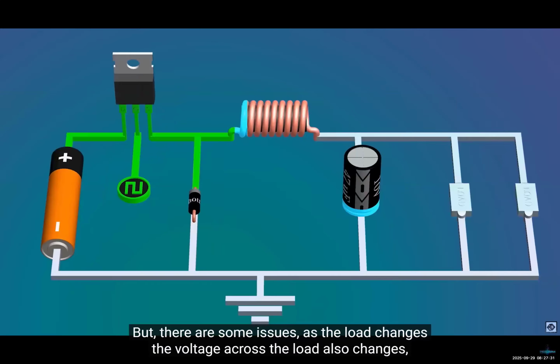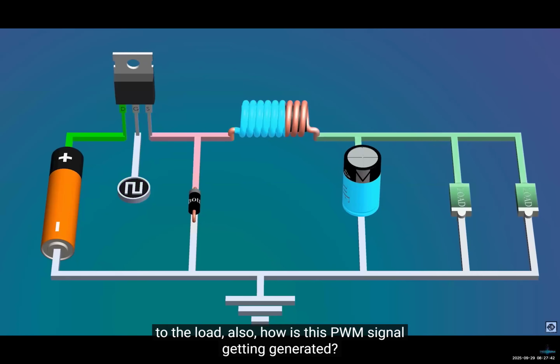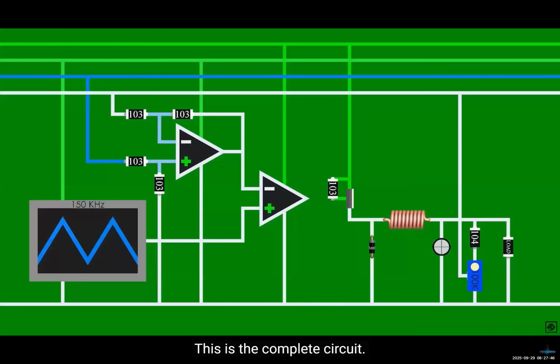But there are some issues. As the load changes, the voltage across the load also changes, so we need to create feedback to change the duty cycle of the PWM signal with respect to the load. Also, how is this PWM signal getting generated? This is the complete circuit.